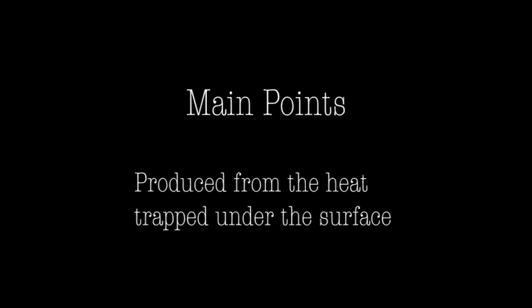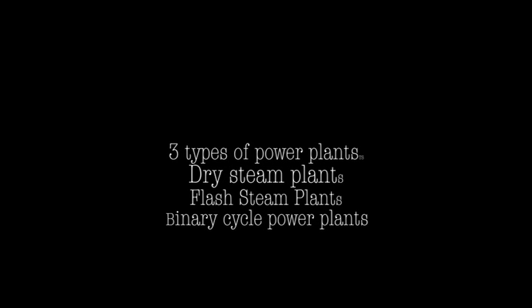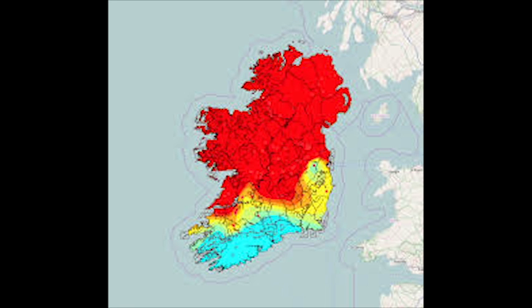Geothermal energy is produced from the heat that is trapped under the surface of the earth. Geothermal power is accessed by drilling into the earth. There are 3 different kinds of geothermal power plants. The first is dry steam plants. The second is flash steam plants. The third is binary cycle power plants. There are many pros and cons associated with geothermal energy. Iceland produces the most geothermal power.